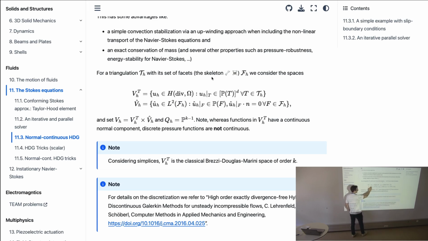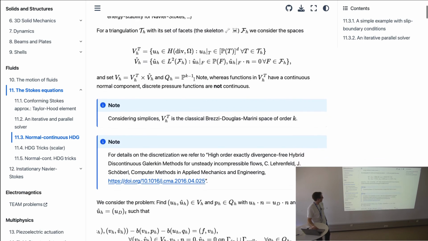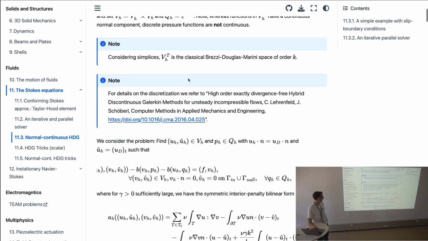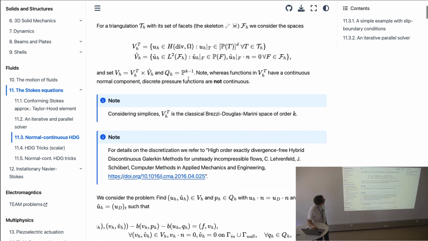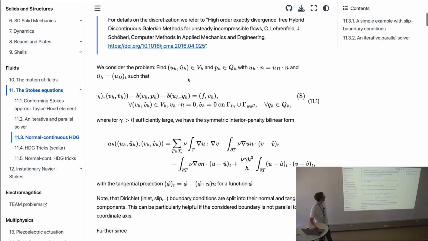And we also have facet variables which are in the tangential plane of order k. And the crucial thing is that for the pressure, we choose polynomials of order k minus 1. And then we get this nice property that the divergence of V is a subspace of Q, and by that we get this exact conservation of mass.